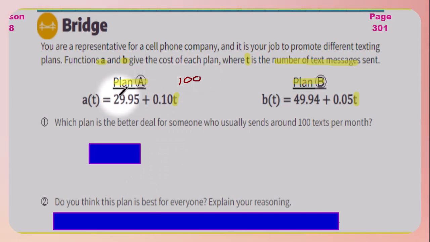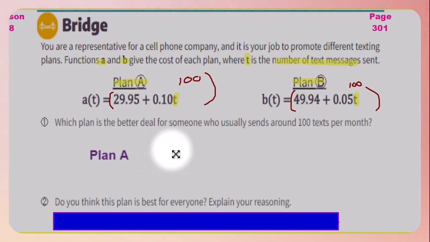Okay, you don't need to put the whole thing, just put this. $29.95 plus 0.10, that's 10 cents, times 100. And then on the next line in your calculator, you're going to write this expression, 49.94 times 0.05 times 100. Which one is going to give you the best deal? It's going to be plan A.